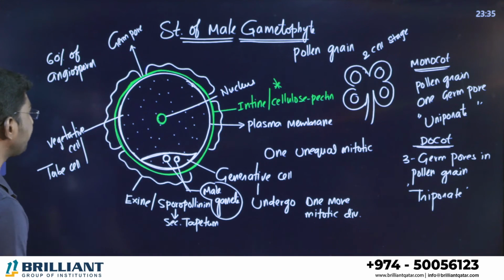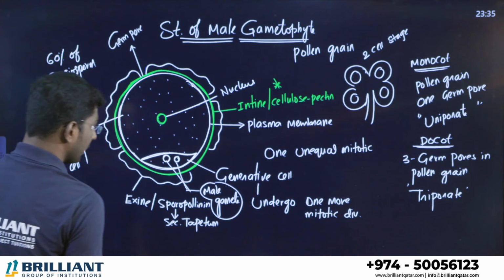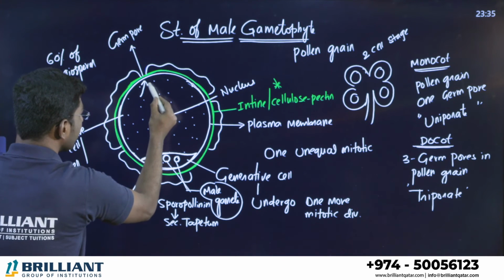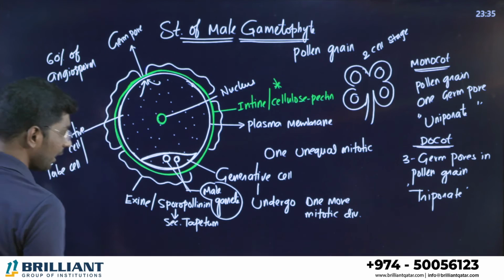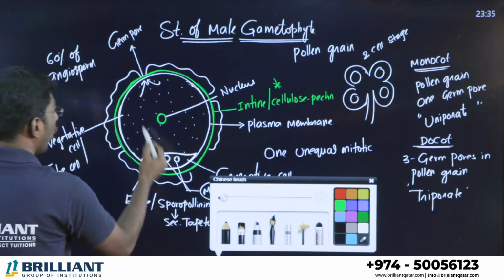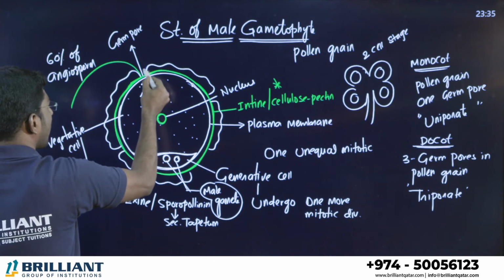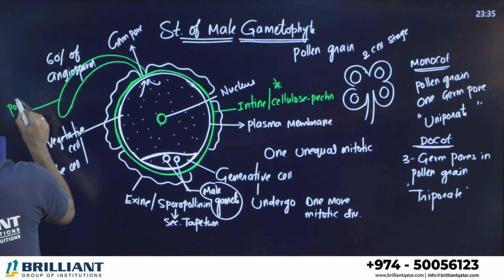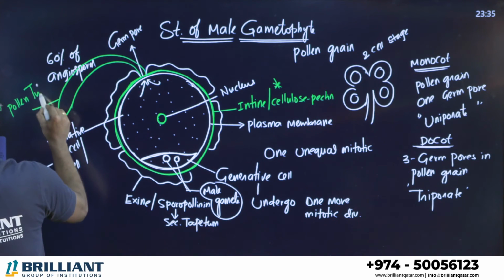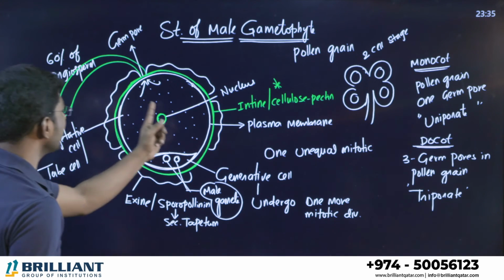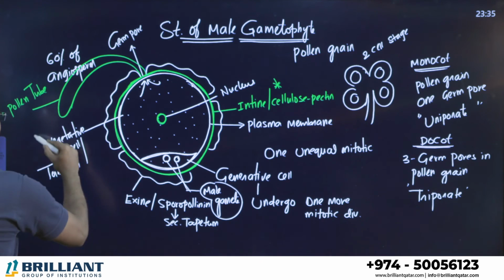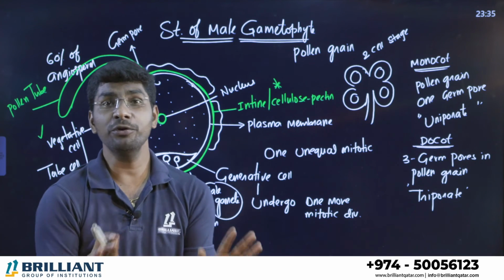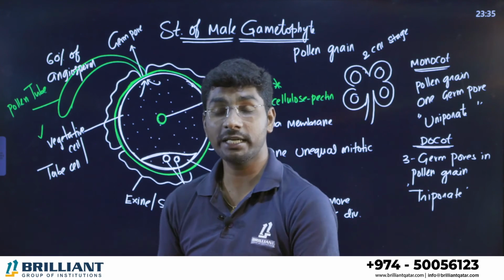Right, fine. Look here. What happens once it reaches the stigma? From this germ pore, there will be pressure on the plasma membrane and intine, and a tube-like structure will emerge outside. This tube-like structure is known as the pollen tube. So the pollen tube emerges from the vegetative cell or tube cell. Clear, students?